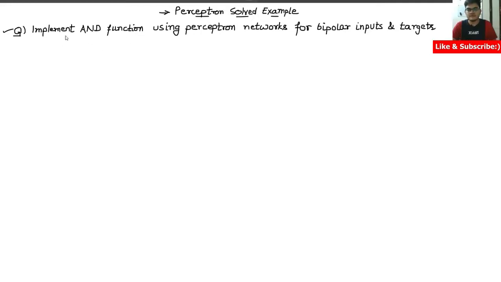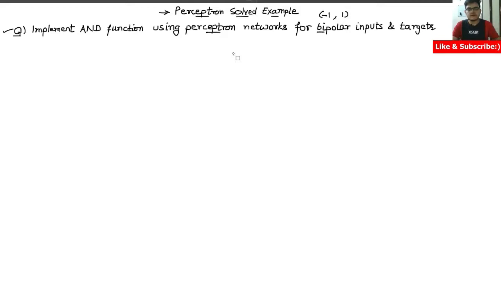This is a question which says implement AND function using perceptron network. So we will have to use the perceptron here, and it is for bipolar inputs and targets, right? So bipolar basically means 1 and -1, bi means 2, and inputs and targets are this. So we are not given any data set. We will have to make a data set using the question itself, right?